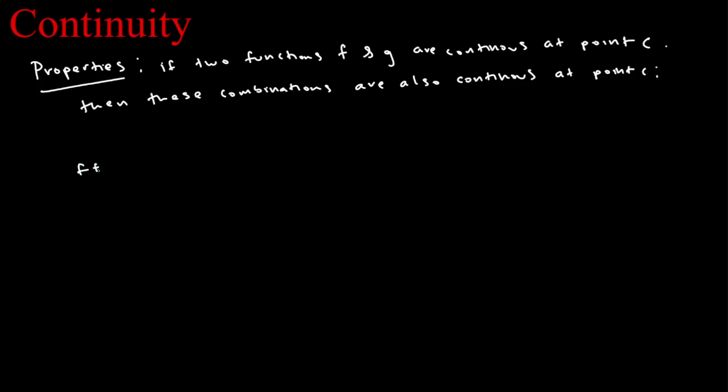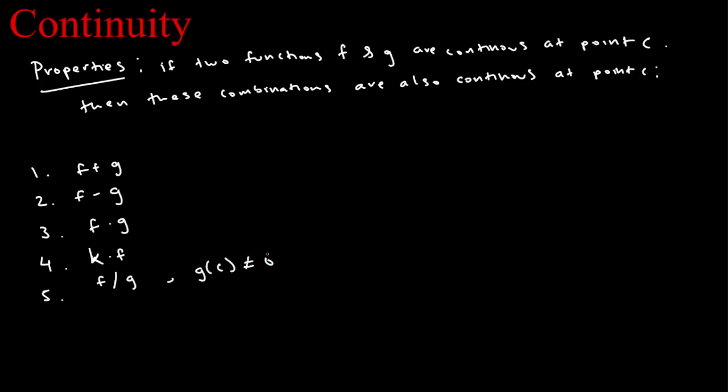So f plus g, the sum; f minus g, their difference; f times g, the product; k times f, a constant multiplied by f; and finally f divided by g, provided g of c is not equal to 0. So basically, when we have two functions that we know are continuous at the same point, we can combine them in a way, and we can also get a continuous function out of them. Now let's just use this property real quick.